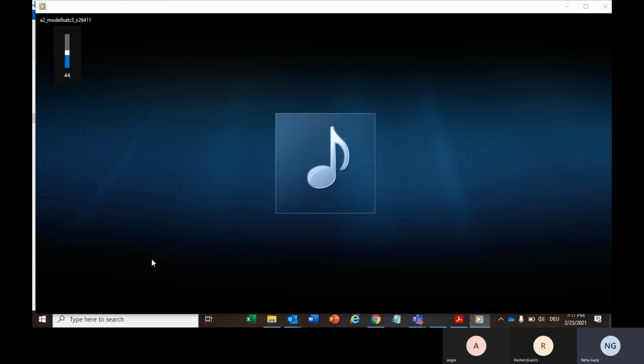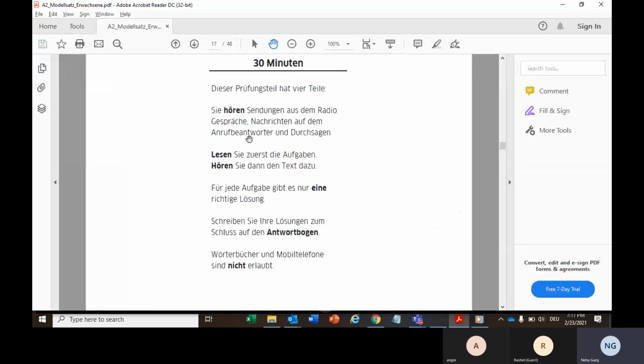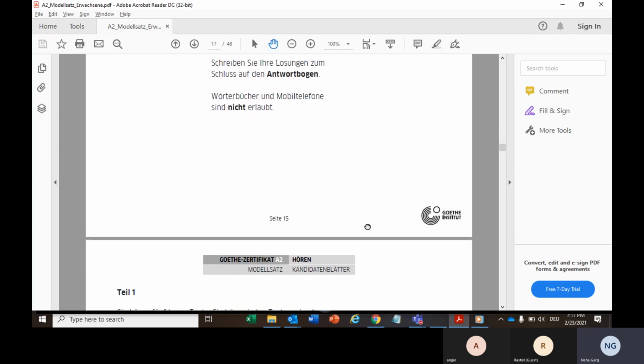Dieser Prüfungsteil hat 4 Teile. Sie hören Sendungen aus dem Radio, Gespräche, Nachrichten auf dem Anrufbeantworter und Durchsagen. Lesen Sie zuerst die Aufgaben. Hören Sie dann den Text dazu. Für jede Aufgabe gibt es nur eine richtige Lösung. Schreiben Sie Ihre Lösungen zum Schluss auf den Antwortbogen. Wörterbücher und Mobiltelefone sind nicht erlaubt.